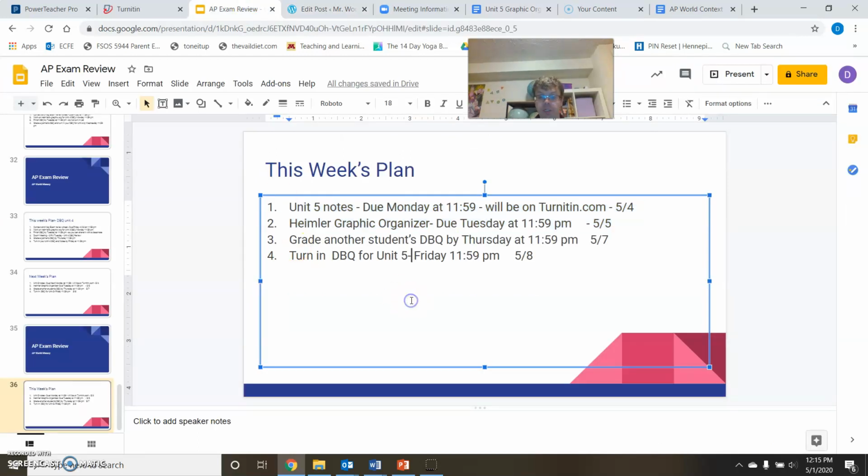Here's our outlook for the week. Make sure you get your Unit 5 notes done, and make sure that your Heimler graphic organizer is done, and start writing your DBQs, guys.